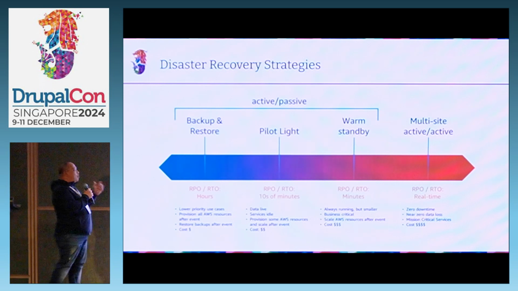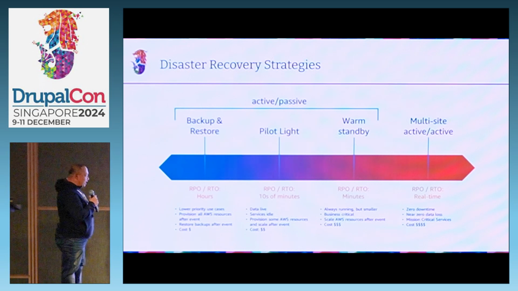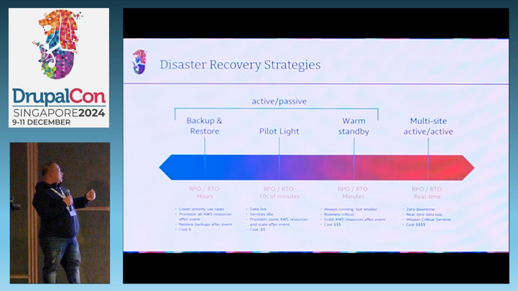And then the next one is the warm standby. And this is actually one of the top strategies that the financial tech usually do. Both of your 2 clusters are always running, and it's also for business critical sites, and expensive, of course. And then you still have to scale it once you trigger.